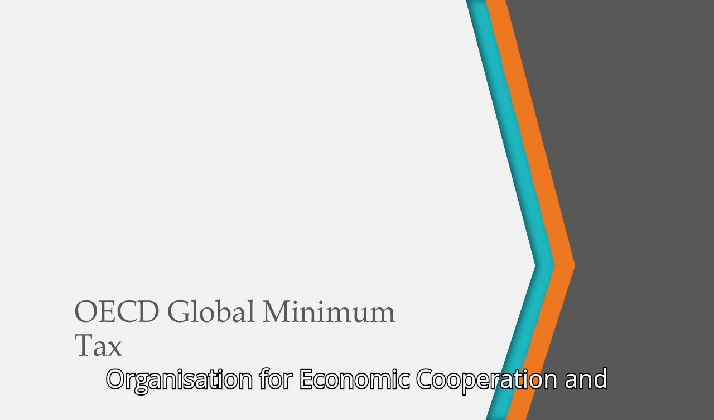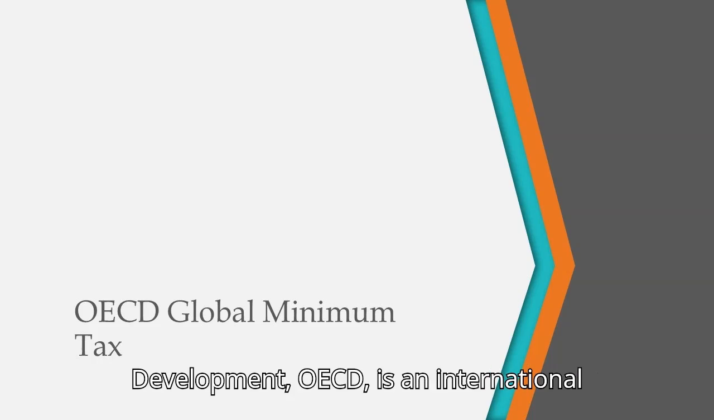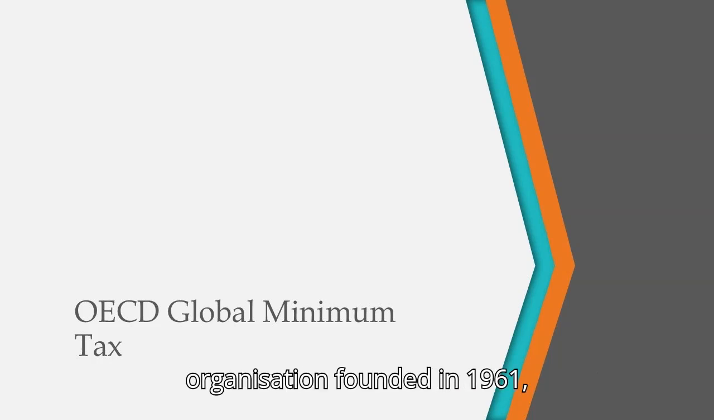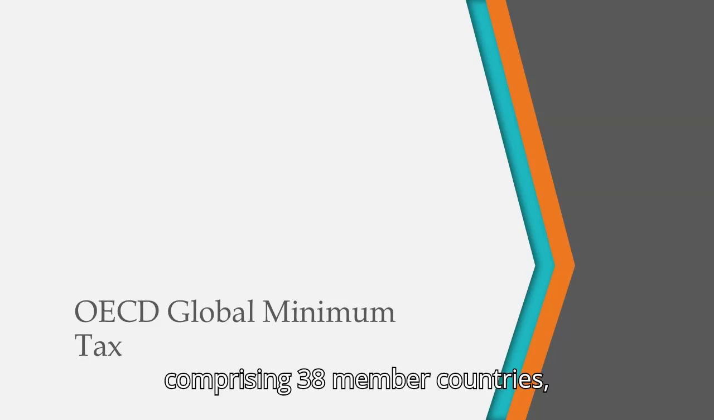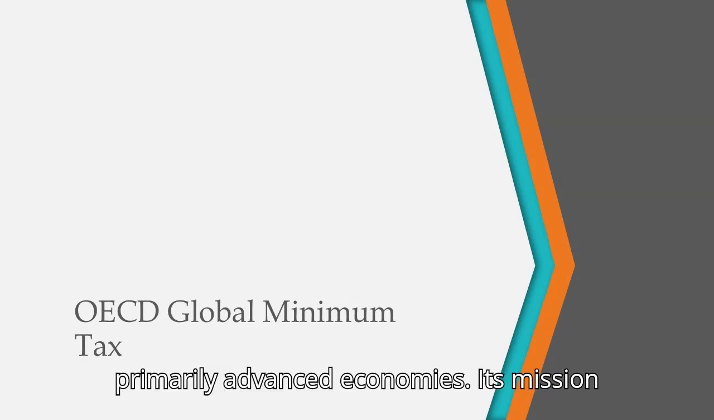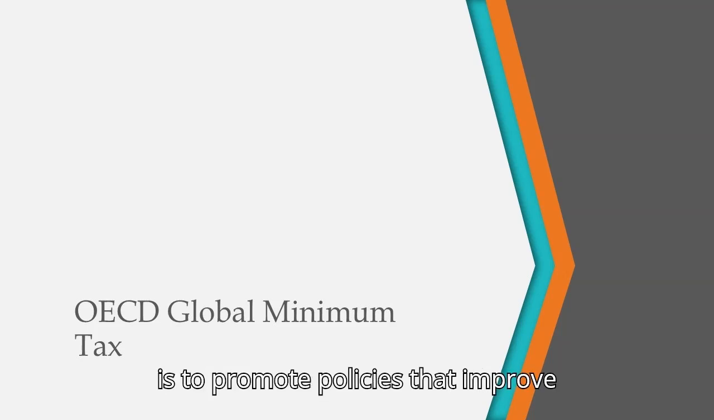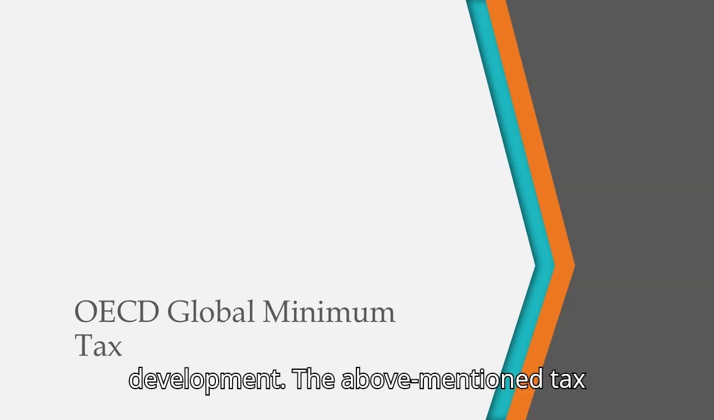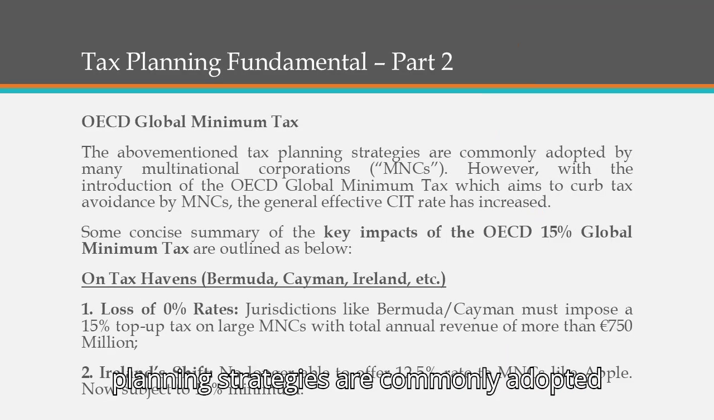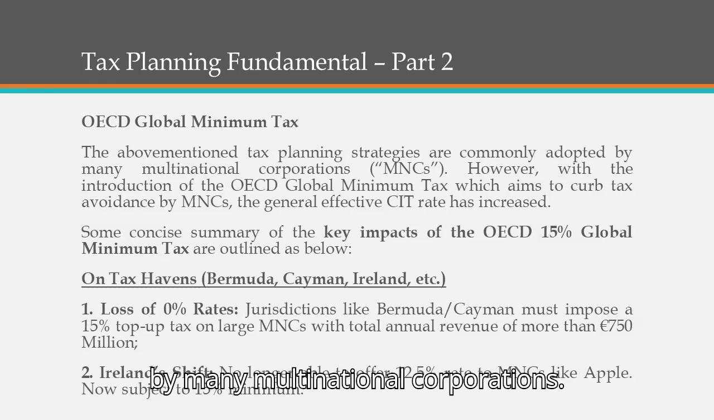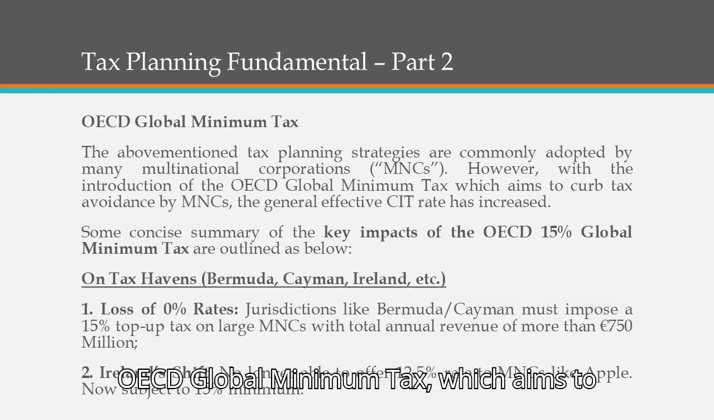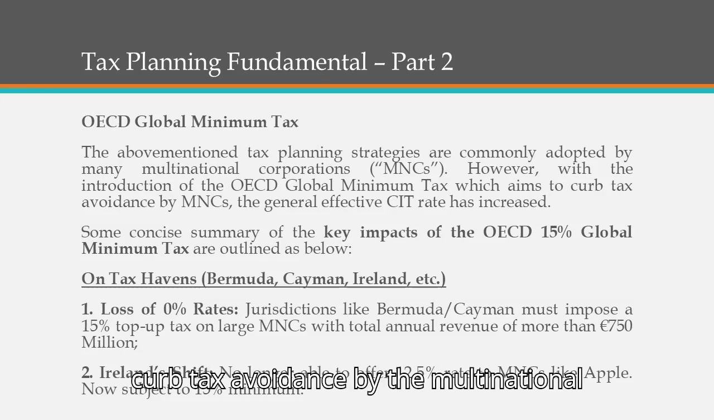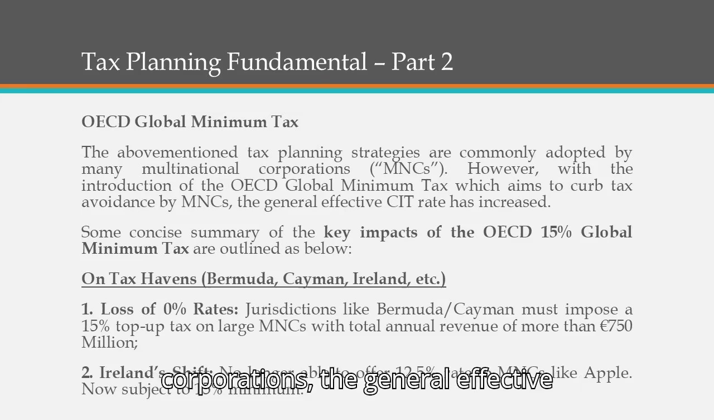OECD Global Minimum Tax. The Organization for Economic Cooperation and Development, OECD, is an international organization founded in 1961, comprising 38 member countries, primarily advanced economies. Its mission is to promote policies that improve economic growth, social well-being, and global trade while fostering sustainable development. The above-mentioned tax planning strategies are commonly adopted by many multinational corporations. However, with the introduction of the OECD Global Minimum Tax, which aims to curb tax avoidance by the multinational corporations, the general effective corporate income tax rate has increased.